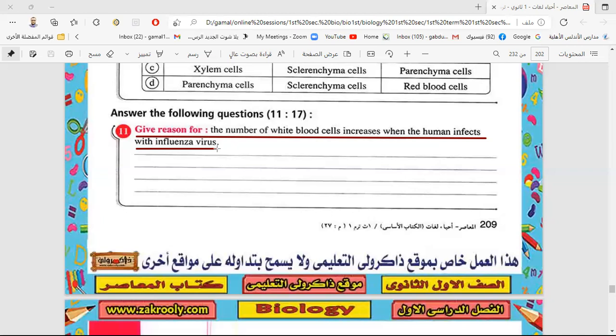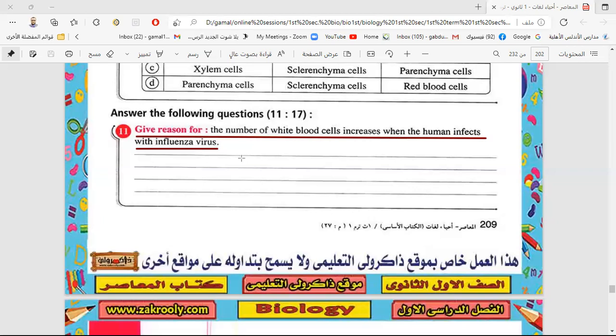It is a part of the immune system, because white blood cells have lysosomes, and their function is to defend the body by secreting digestive enzymes to kill or destroy microbes or pathogens like bacteria or viruses.